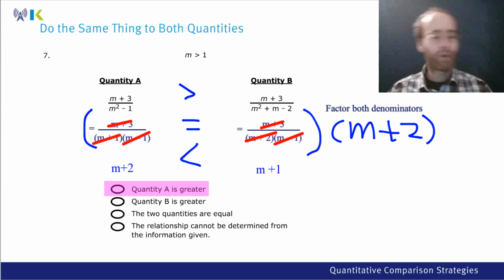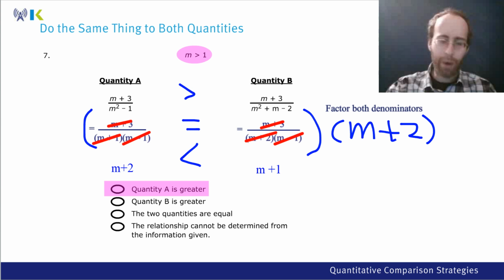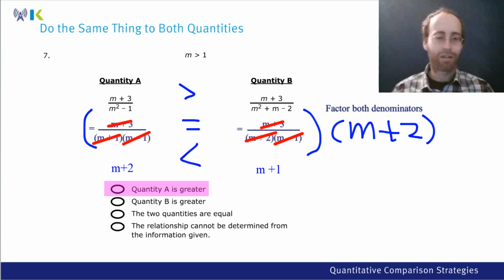There's just one twist when you do this. You have to make sure that what you're multiplying and dividing by is positive. Here we knew that it was all positive because we knew that m was greater than 1. But I'm going to show you a problem where you don't have that information, and that definitely changes what happens when you do the same thing to both quantities.